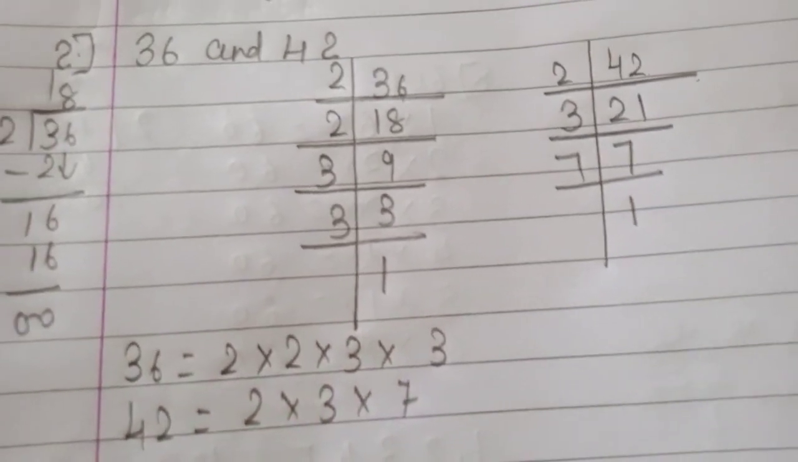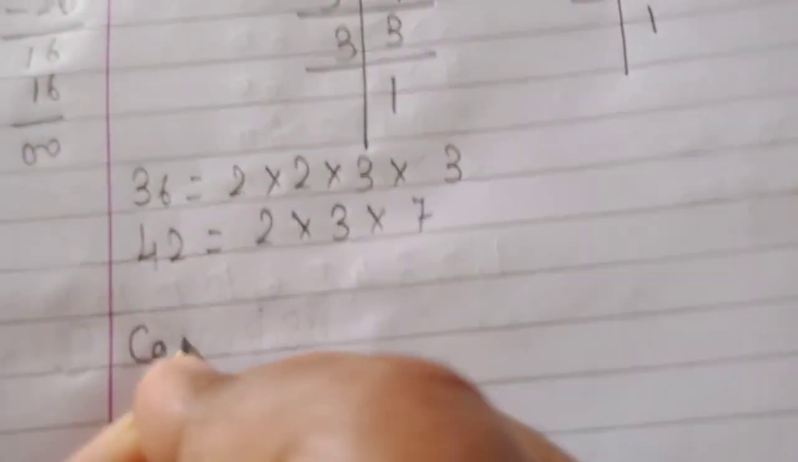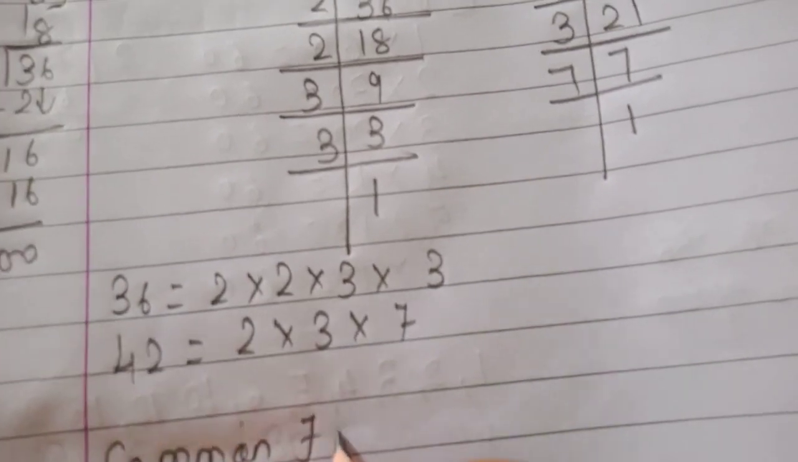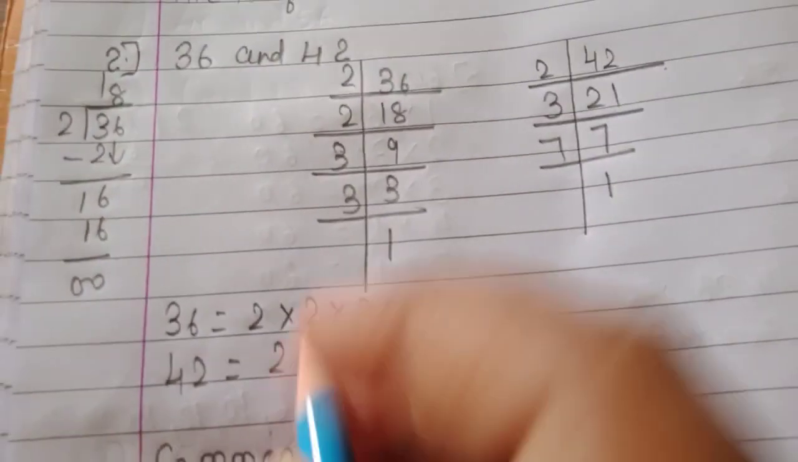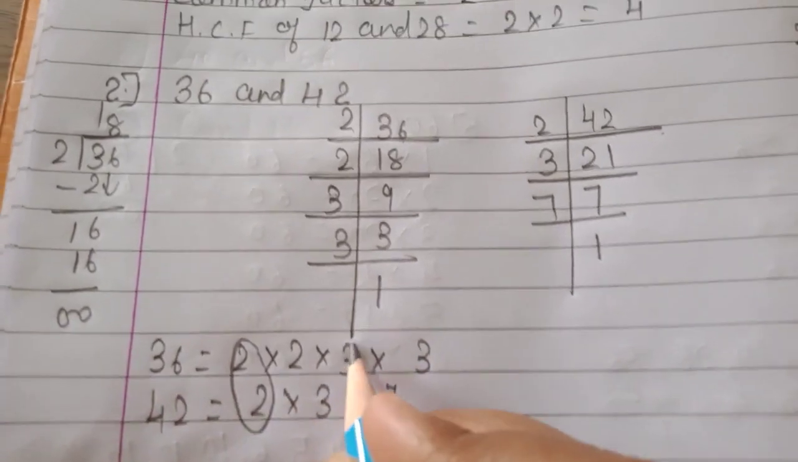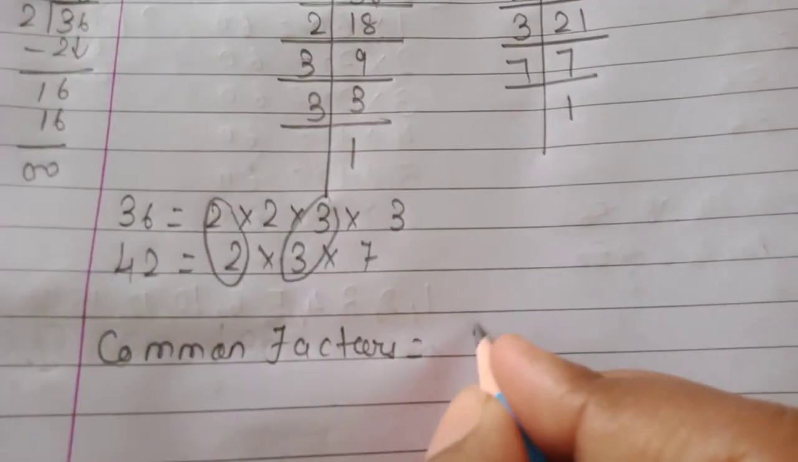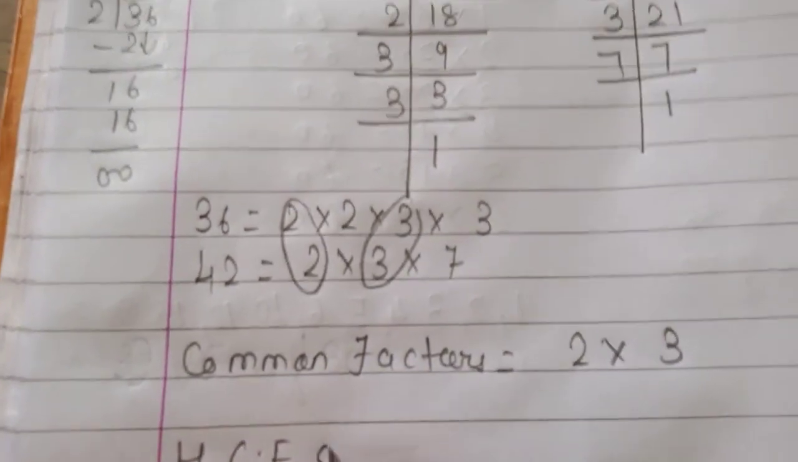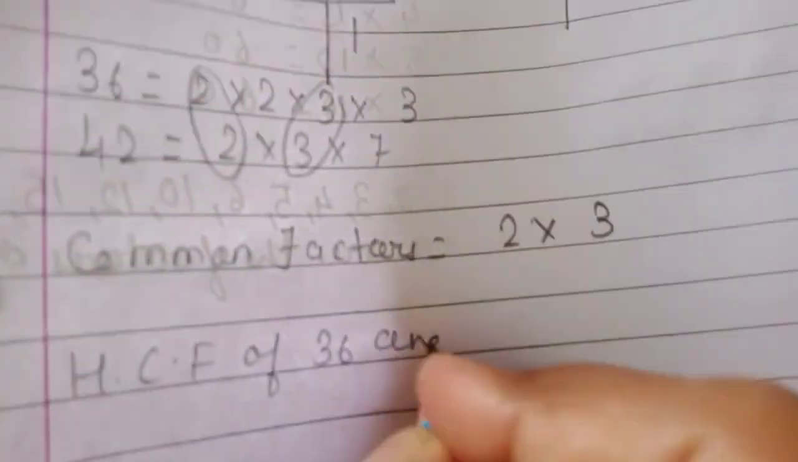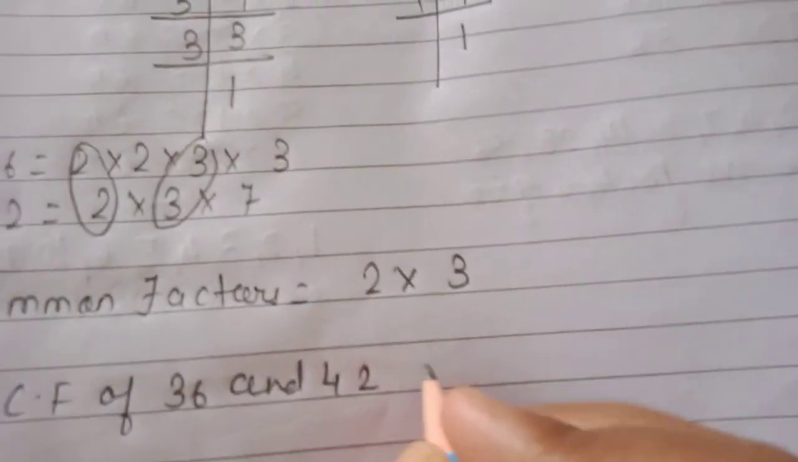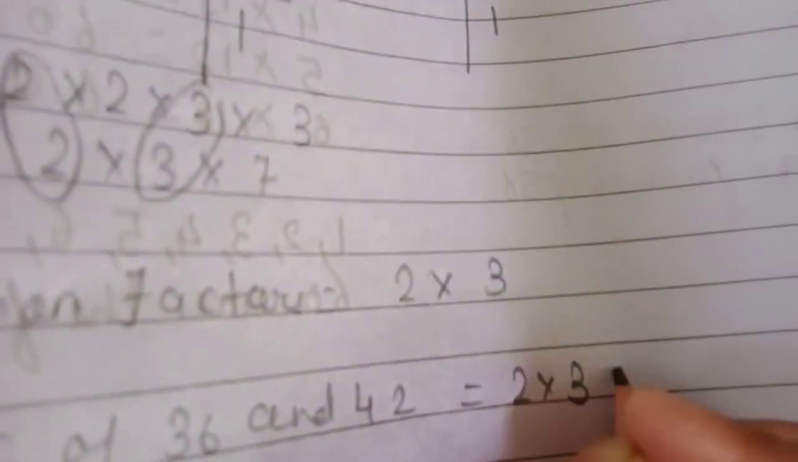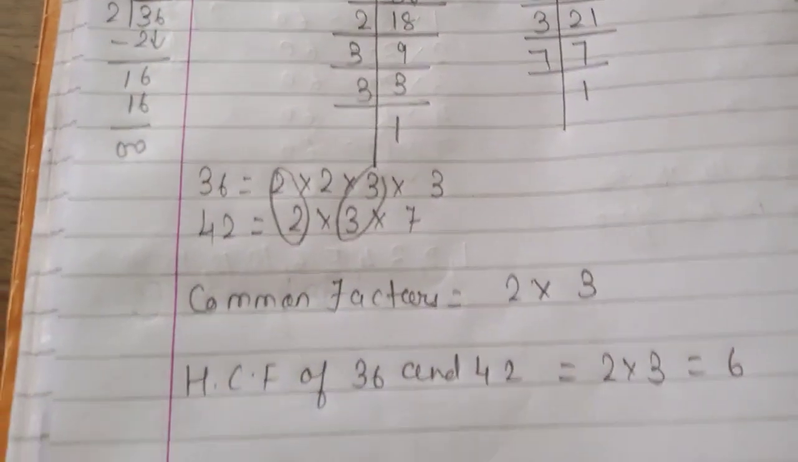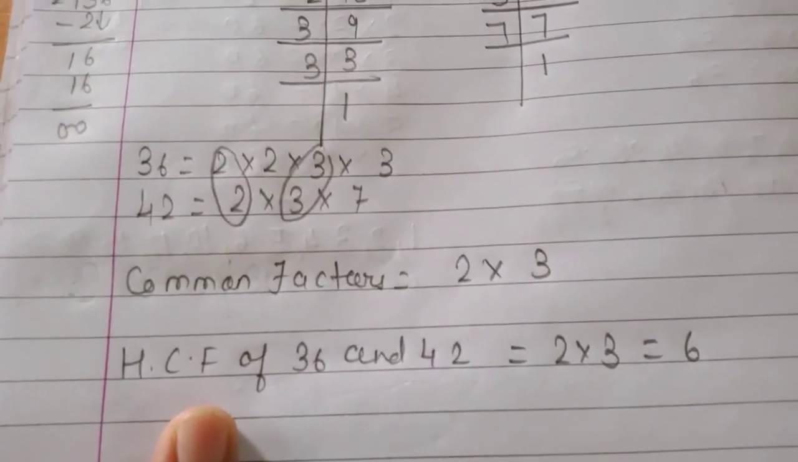Now we have to take out the common factors. Now we will write the common factors. The common factors here are 2, then 3. So one time only we will write common factors 2 and 3. So we will write HCF of 36 and 42 equal to 2 multiplied by 3 equal to 6. 2 3s are 6. The HCF of 36 and 42 equal to 6.